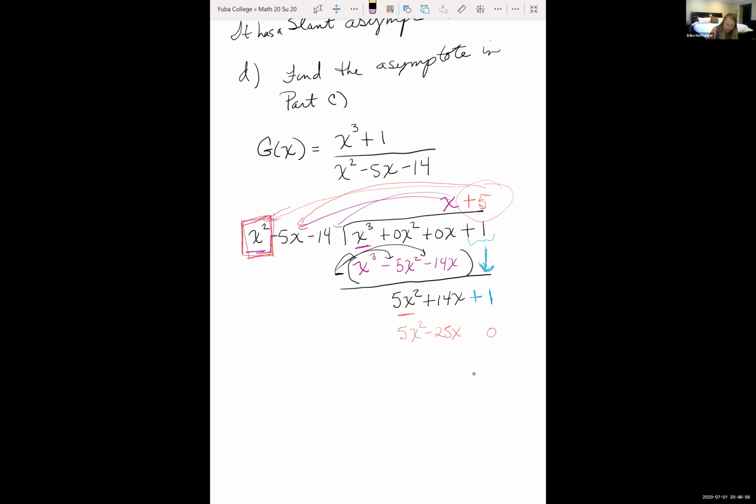Put my 0, carry my little 2. 5 times 1 is 5, plus the 2 I carried is 7, so 70. And that would be positive, minus. Okay, so again, we're going to subtract that value off.